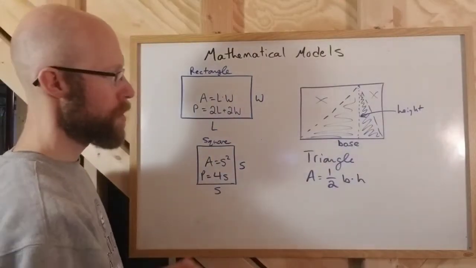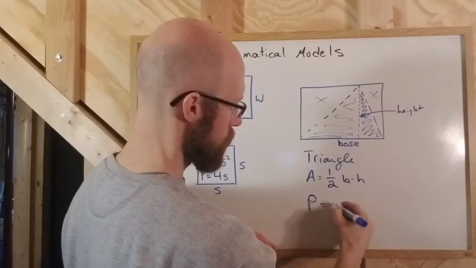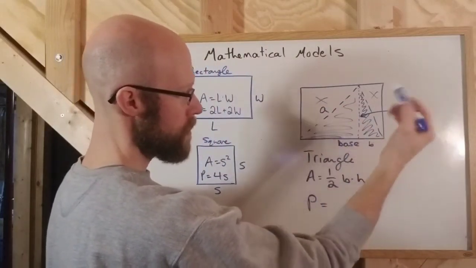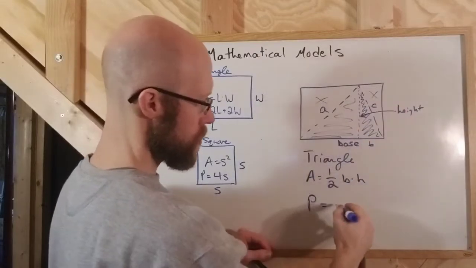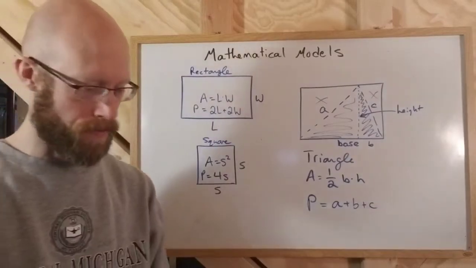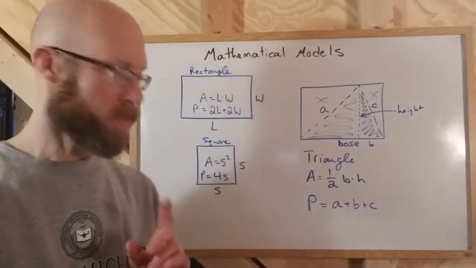And of course the perimeter is just you add up the three sides. So the perimeter is, we'll call them maybe A, the base is B for base, and C. So you just have A plus B plus C. That's your perimeter, okay? So these are just some general geometry formulas.